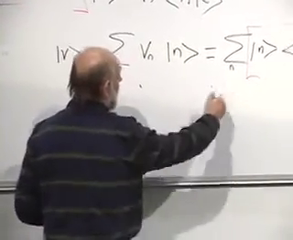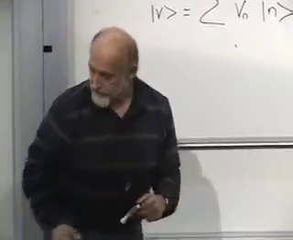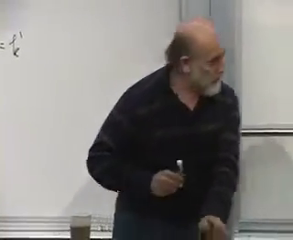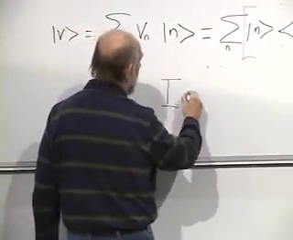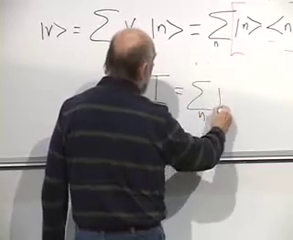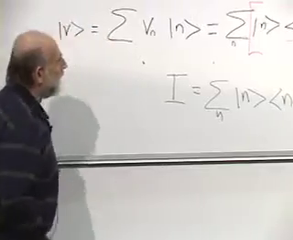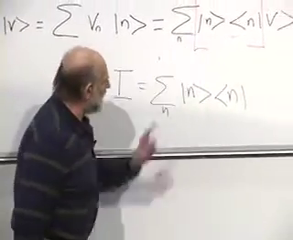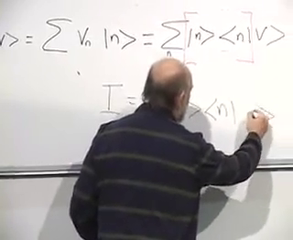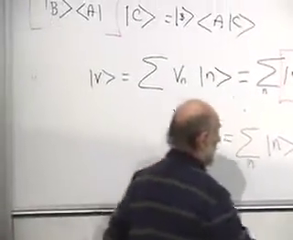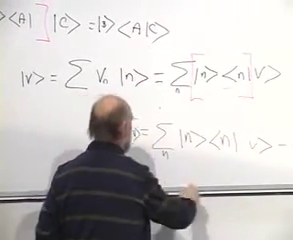So you can read this as saying that there's a certain operator. Let's write it out. A certain operator, I'm going to call it I, and it's equal to the sum over n of the dyads |n><n|. That's what appears here. And it has the property that if you multiply it by any vector v, you get v. I times v is equal to v.